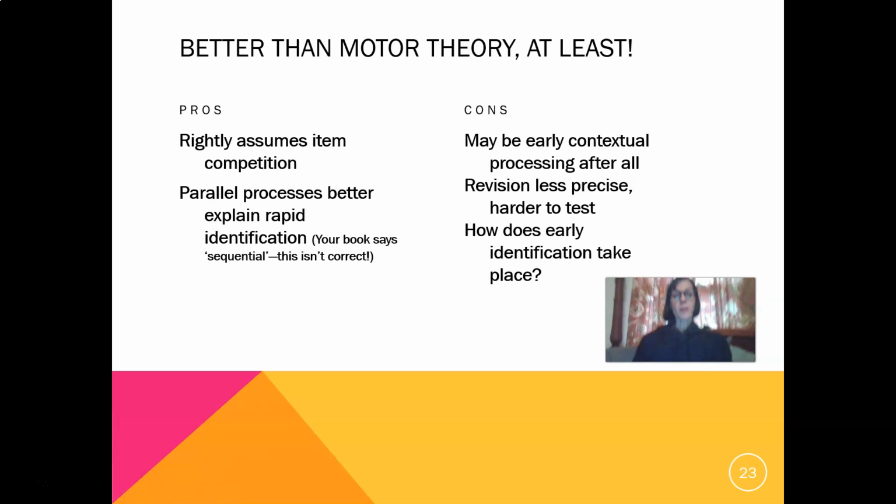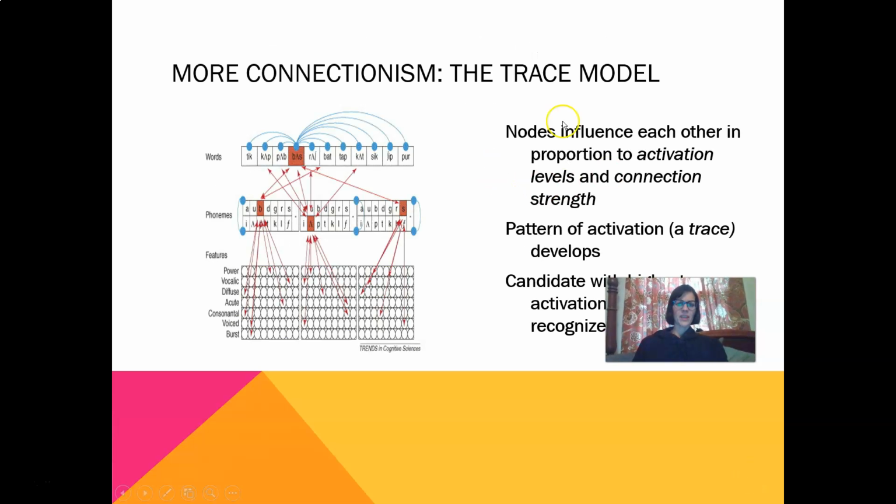Research has found that there's probably earlier contextual modeling than we tend to give it credit for. The cohort model says that context comes in really late, and there's a lot of evidence that context comes in earlier than we thought. The revised model is less precise and it's harder to test. And we also don't fully understand how early identification of words in the speech signal takes place. So there's some work to be done.